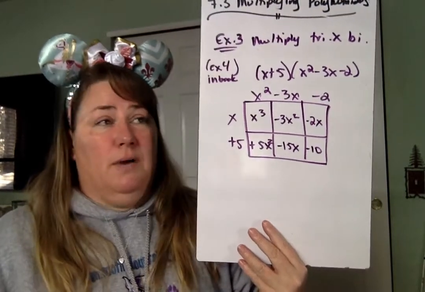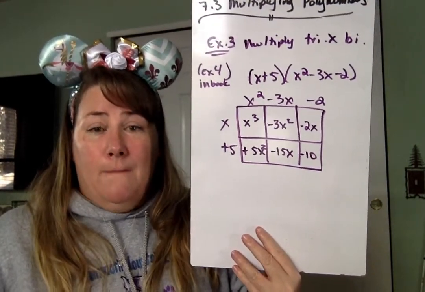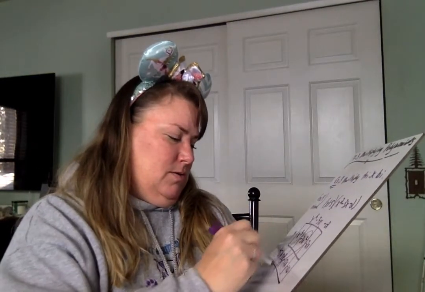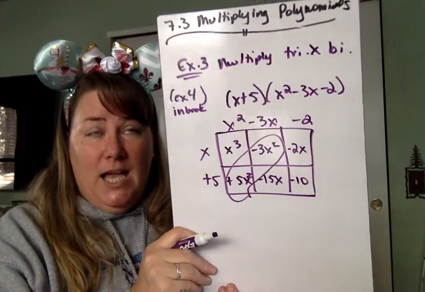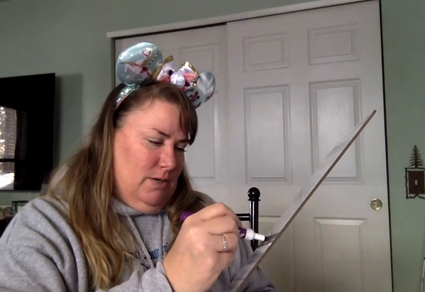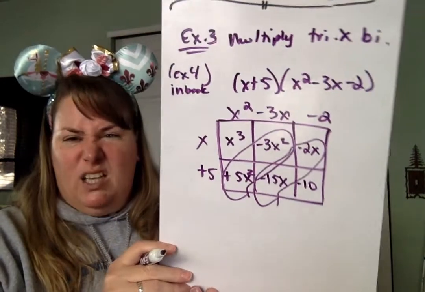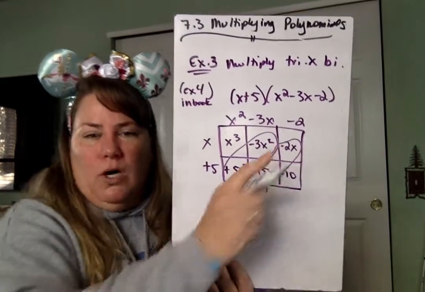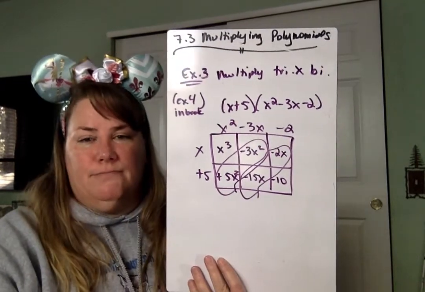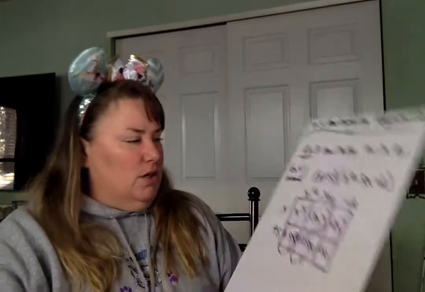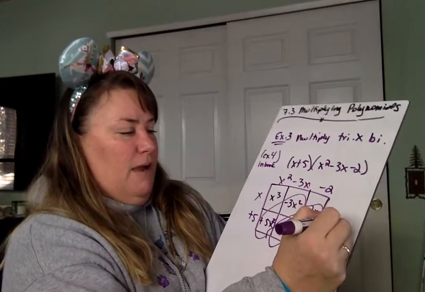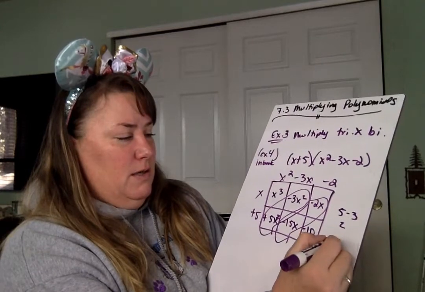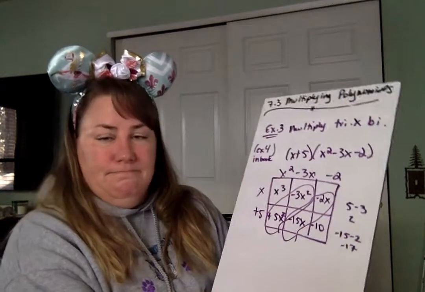You still have your like terms to combine, technically, but you now have 2 sets of them. That's one set. And here comes the other, right next to it. Get a little messy there. So the larger the polynomials you get, the more diagonals of like terms you will have. So when you write your answer, you got to combine these guys first. So you have 5 minus 3, so we have 2. And then negative 15 minus 2, which is negative 17.